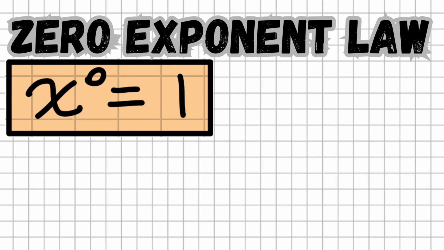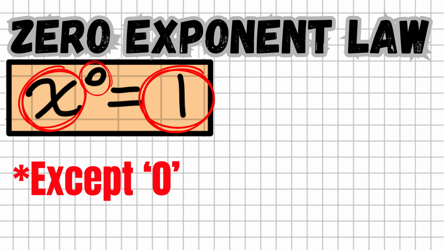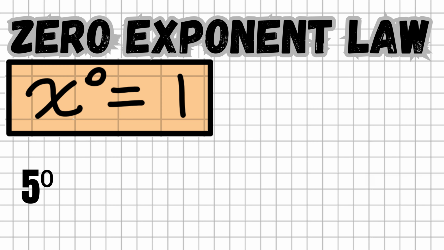Next is the zero exponent law. Any non-zero base raised to the power of 0 equals 1. No matter what the base is, the result is always 1. For example, 5 to the power of 0 equals 1.